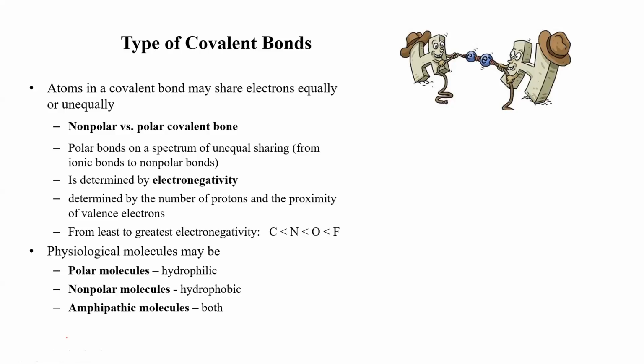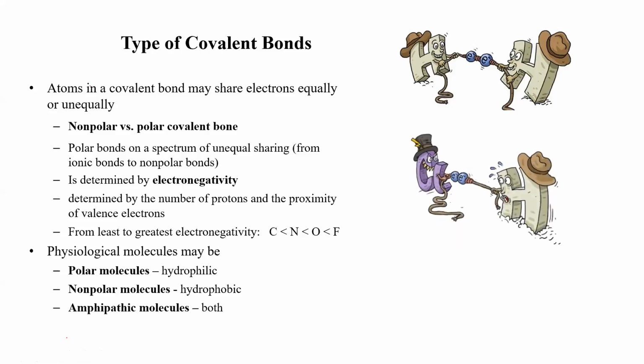Now, in some cases, we will have unequal sharing of electrons. In this case, HCl, what you're seeing here, chlorine tends to pull the electrons with much higher affinity. It has multiple reasons, but one of them is that it has a lot more protons, so it can pull that electron with much more affinity than a hydrogen can. So the chlorine atom has a much greater affinity for these electrons.